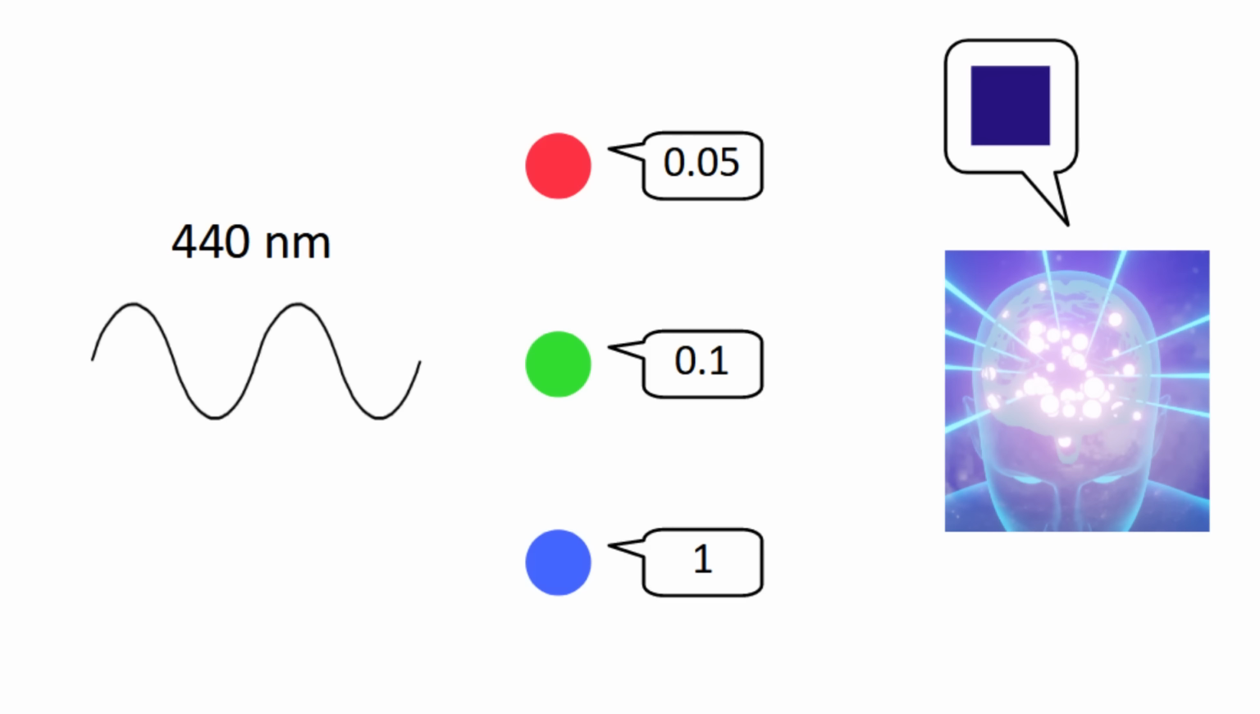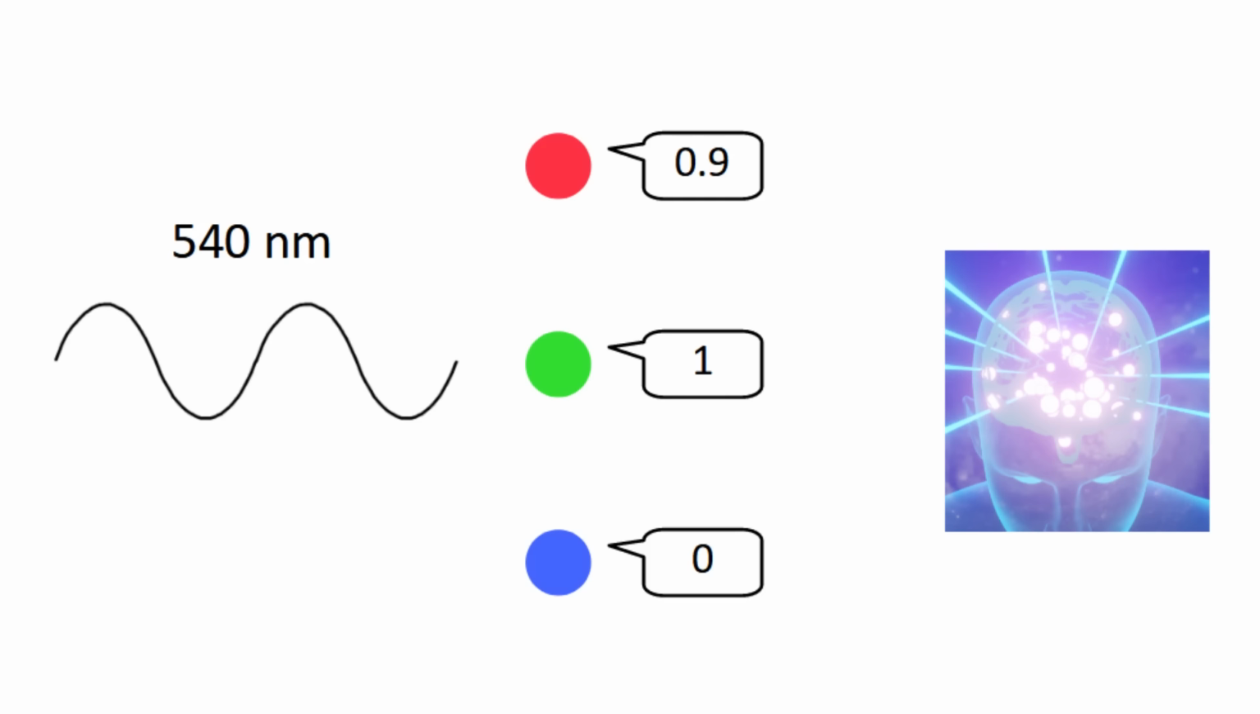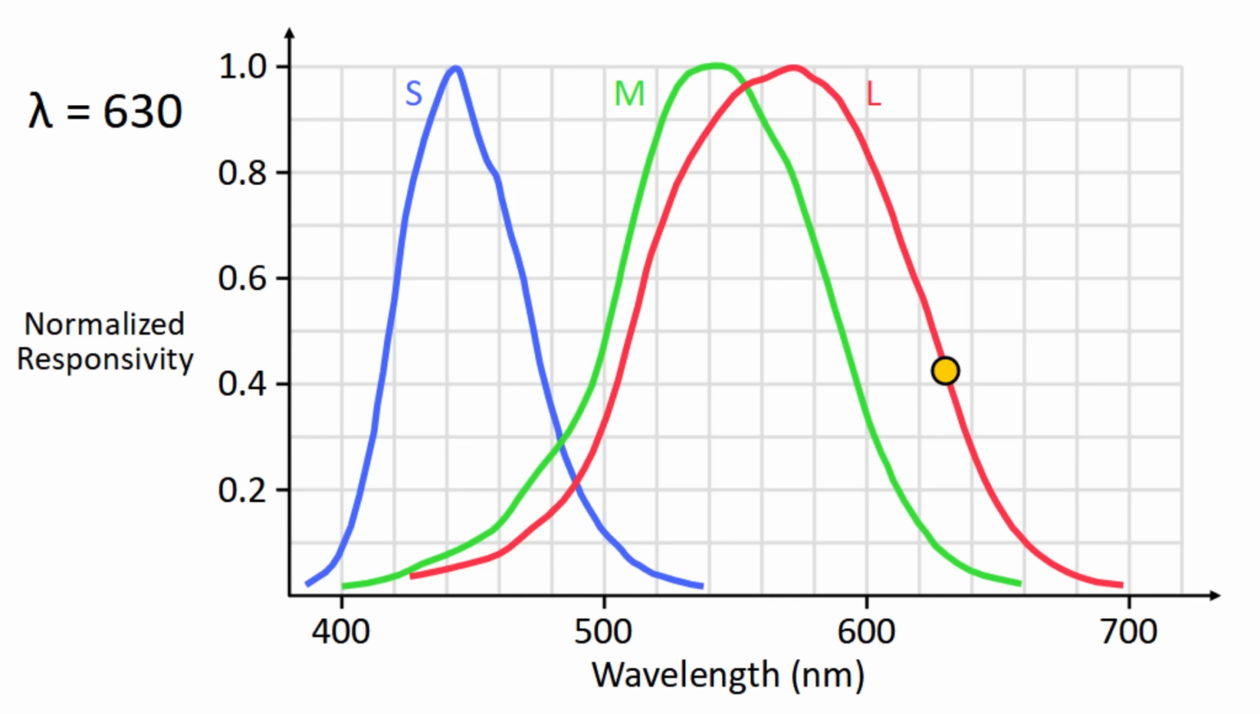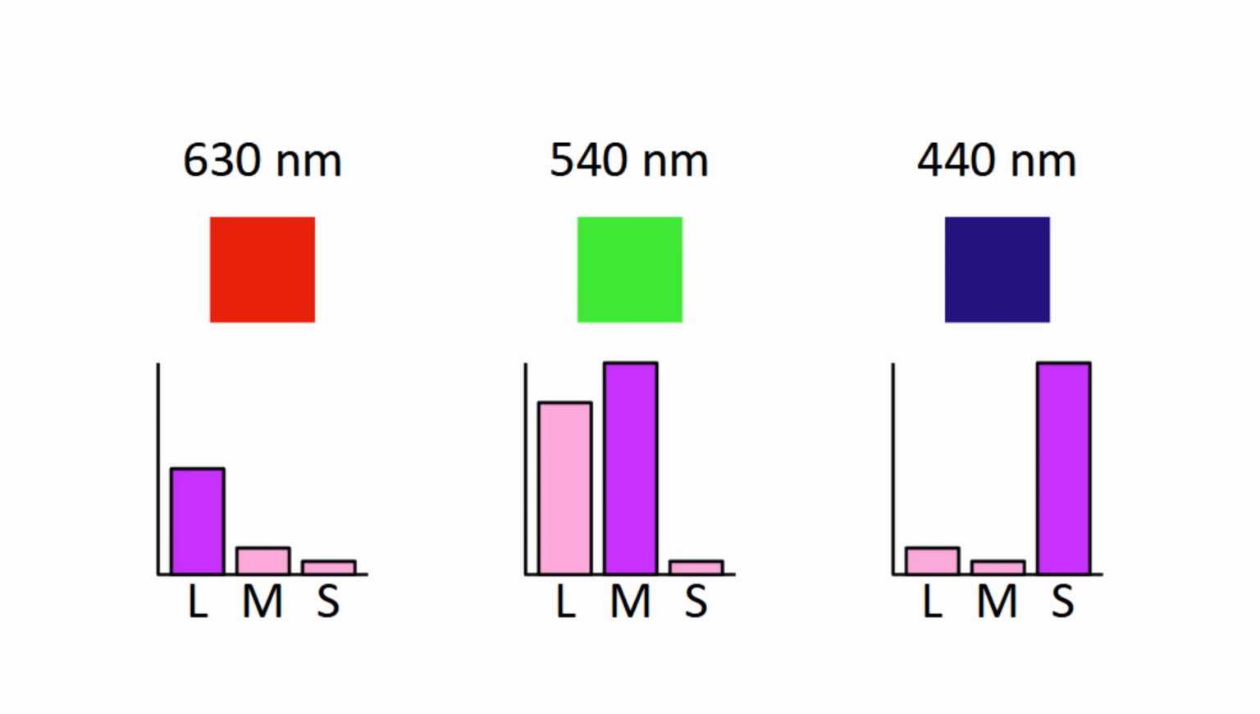Something like 540 will activate the middle cones fully, the long cones almost as much, and the short cones not at all, and the brain interprets this as green. And then 630 activates the long cones halfway, the middle cones a tiny bit, and the short cones not at all, and this gives us red. And with these 3 example wavelengths, you can see why the long, middle, and short cones are often called the red, green, and blue cones respectively, but I don't really like these terms.